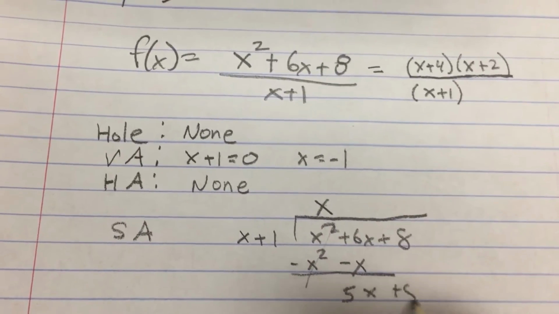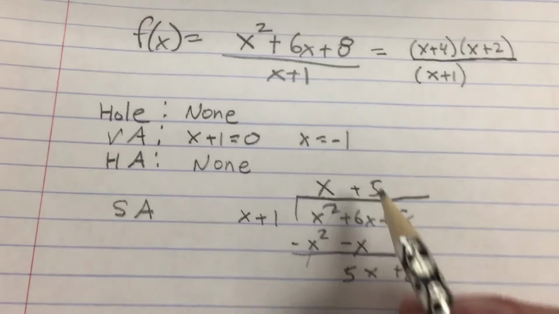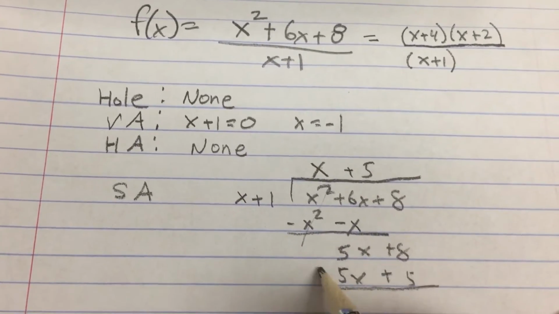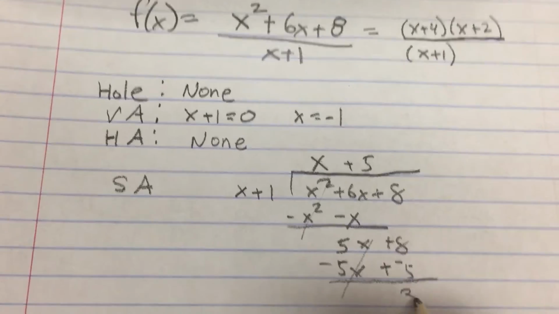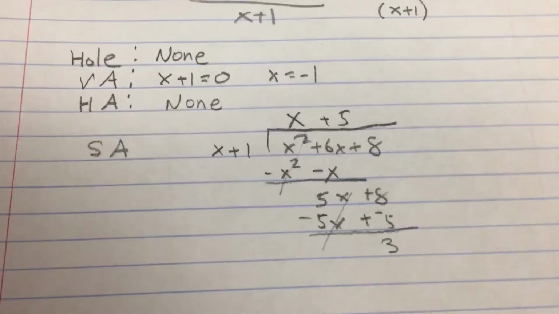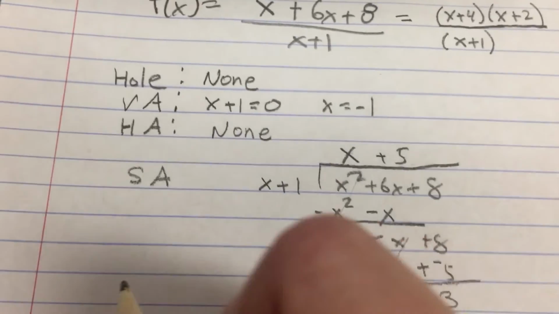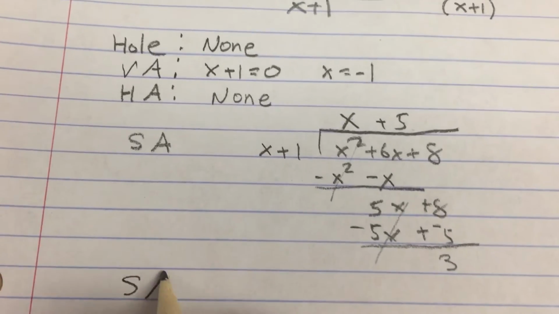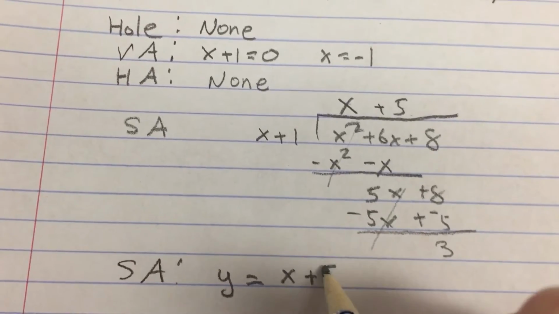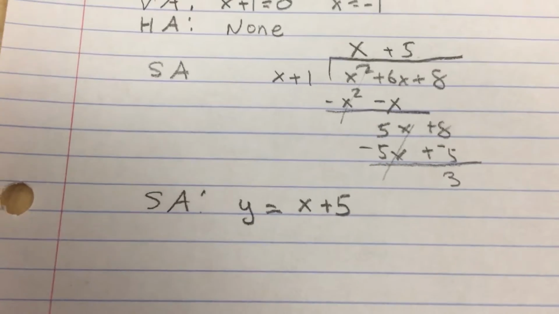5x. Bring down the 8. What times x gives you 5x? Positive 5. So that will give you a 5x and then a plus 5. Minus, minus. That goes away. You're left with 3. Remember, slant asymptotes, we don't care about the remainder. It doesn't matter. We only care about our line. Here's your slope, and here's your y-intercept. So technically my SA is y is equal to x plus 5. So it's going to be slanted instead of vertical or horizontal. It's slanted.